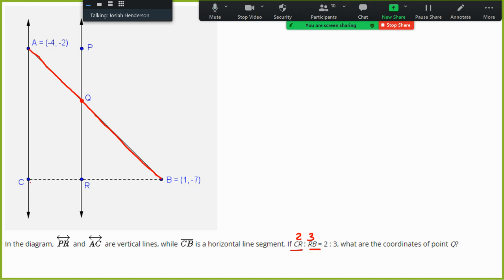CR is this segment, and then RB is right next to it. Ruth Bader, RB. Ruth Bader Ginsburg. Miss you.